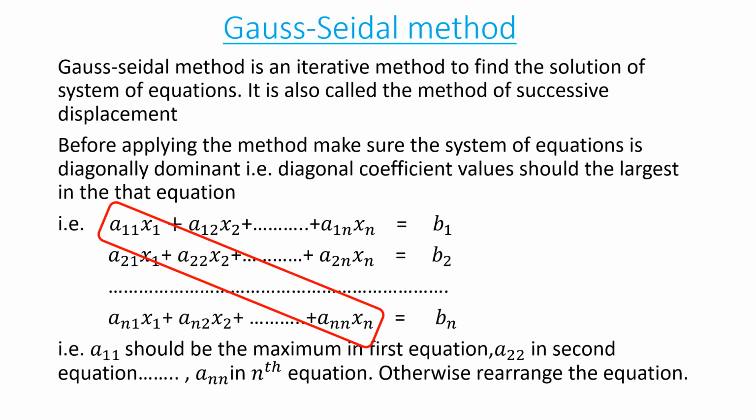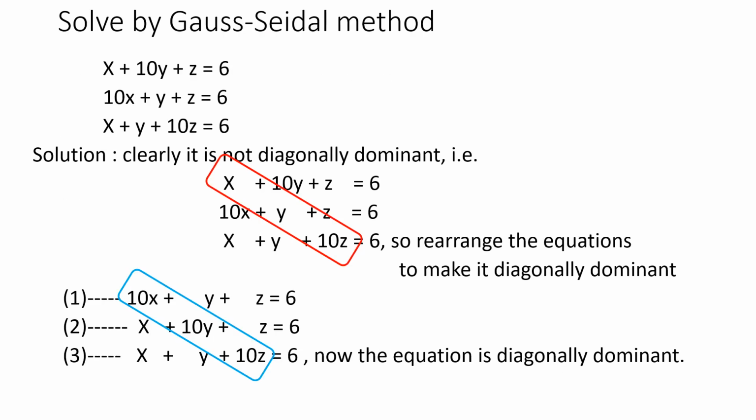Now, if it is not diagonally dominant, rearrange the equations so that it becomes diagonally dominant. Now, an example for the Gauss-Seidel method. Solve by the Gauss-Seidel method: x plus 10y plus z is equal to 6, 10x plus y plus z is equal to 6, x plus y plus 10z is equal to 6.